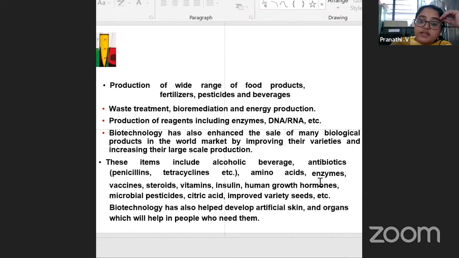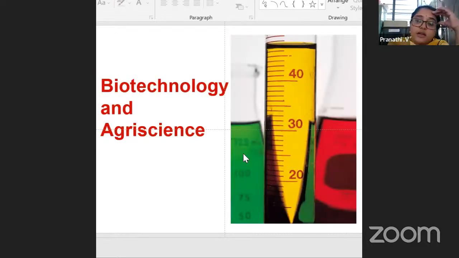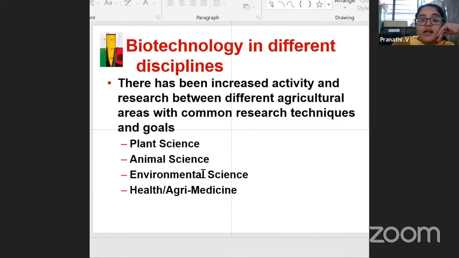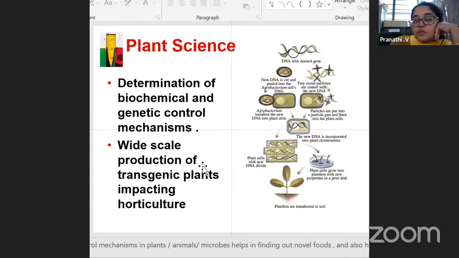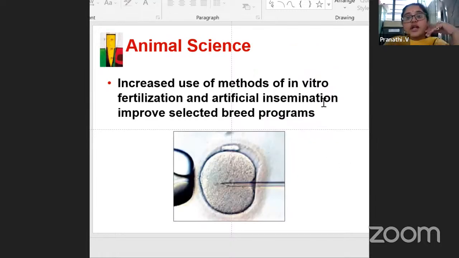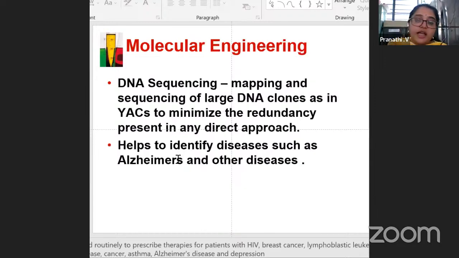Vaccines, steroids, vitamins, insulins, human growth hormone, pesticides, citric acid, all of it is produced. Now we are able to produce artificial skin and different kinds of organs for people who have problems. When it comes to biotechnology and agri-science, we see that it is involved in plants, animals, environment, and agriculture or medicine. So what can be done to improve the quality of the plant? And in animals, in vitro fertilization and artificial insemination, so that you get a better quality or better breed in the animal.